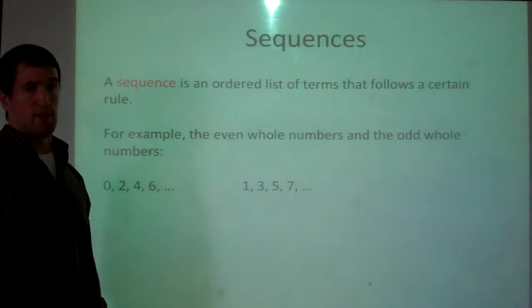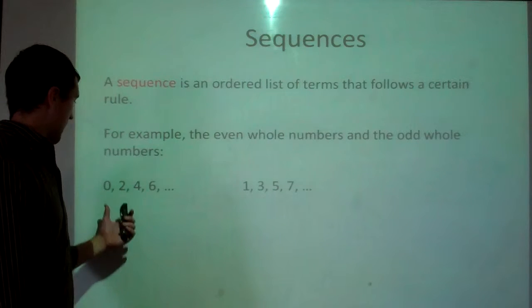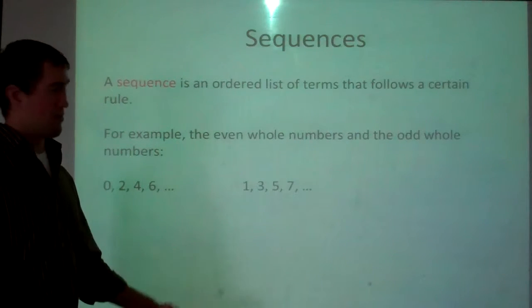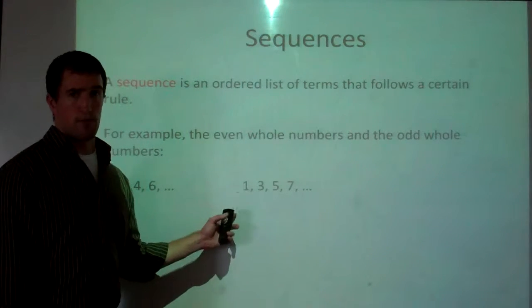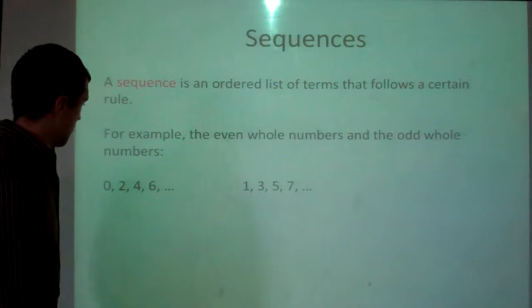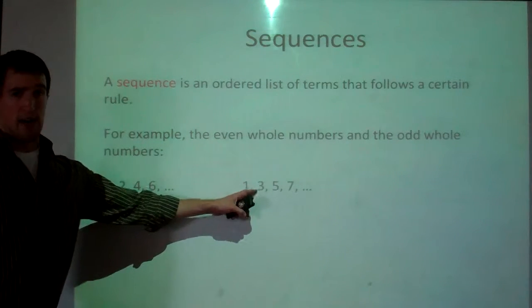Could also go in the negative direction. Negative 2, negative 4, those are still even numbers. Negative 1, negative 3, those are still odd numbers as well.